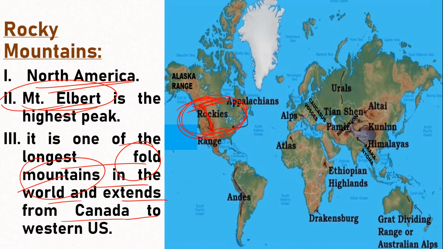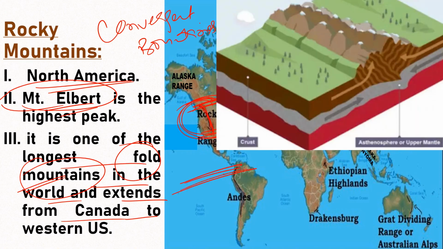How can you define fold mountains? They are formed at convergent boundaries, at the meeting point of two tectonic plates. If there is one tectonic plate, here is the second tectonic plate. When they meet one another, due to compression, due to the force of one plate upon the other plate, a mountain is formed. This is what is known as fold mountains. Fold mountains are formed due to the pressure of one plate upon another plate.